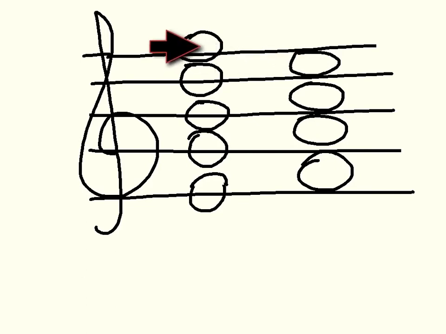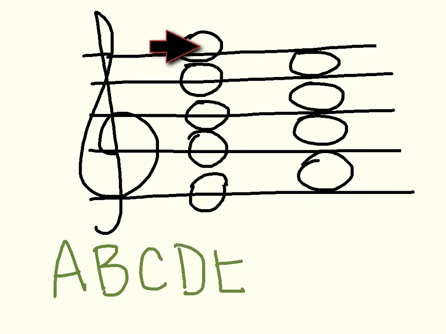The musical alphabet is so very similar to the alphabet we all know. It is the alphabet we all know, except it only goes up to the letter G. There is no H in the musical alphabet. And this alphabet just repeats itself. A, B, C, D, E, F, G, A, B, C, D, E, F, G, the higher we go on the musical staff.